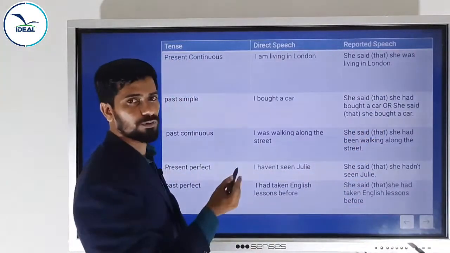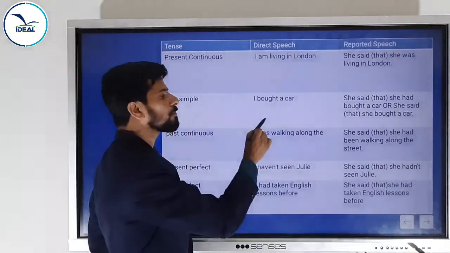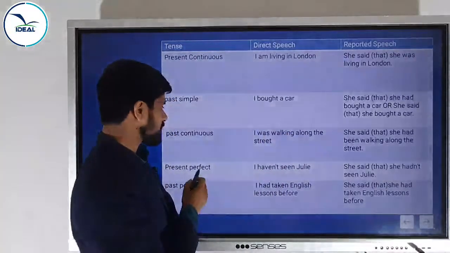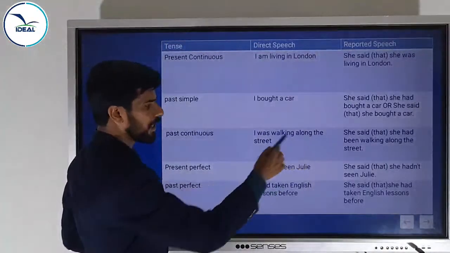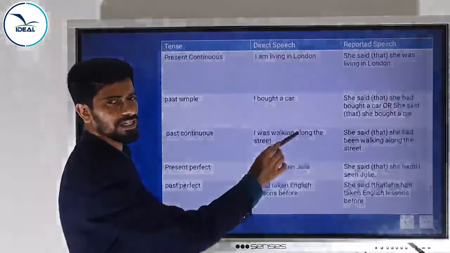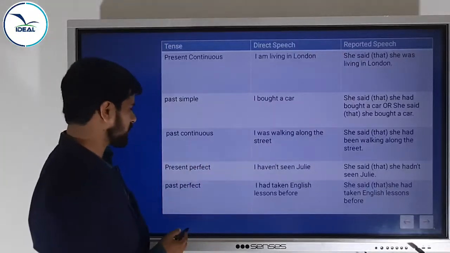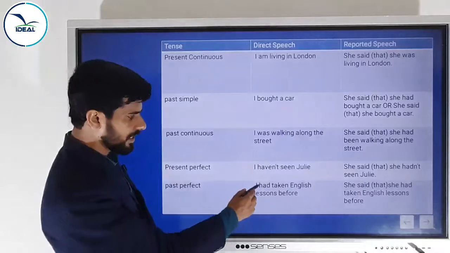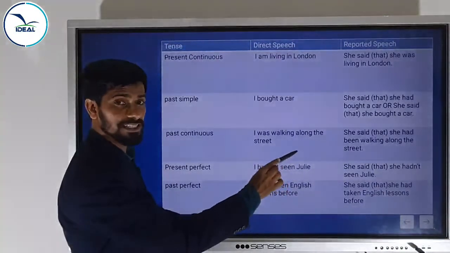So I would recommend you, whenever you convert a sentence in the simple past, to convert it into past perfect. And past continuous will be past perfect continuous, right? I was walking along the street. She said that she had been walking along the street. Past perfect continuous. And present perfect automatically will be converted to past perfect, right? I haven't seen Julie. She said that she hadn't seen Julie.